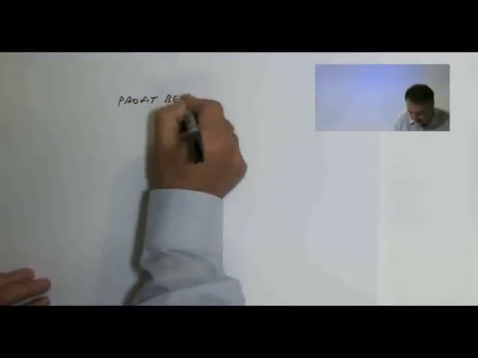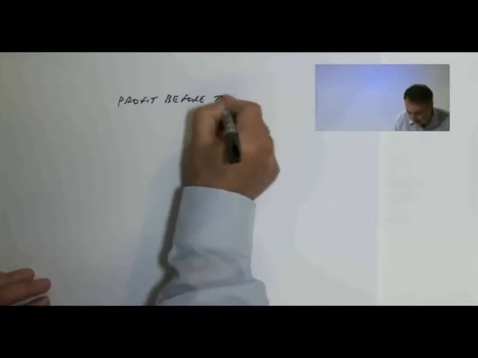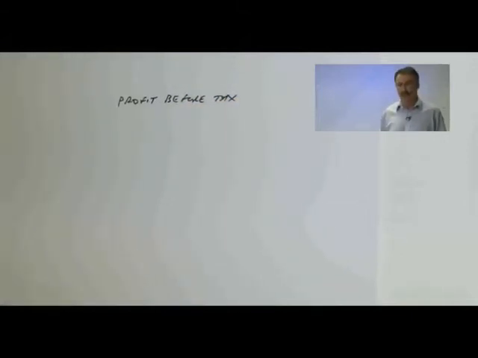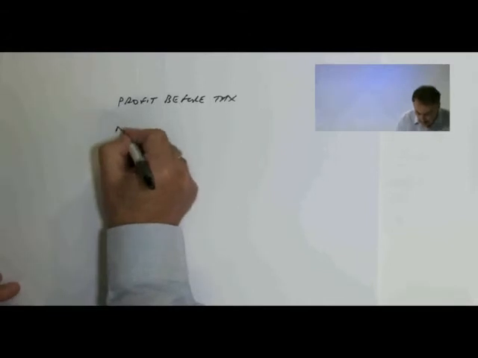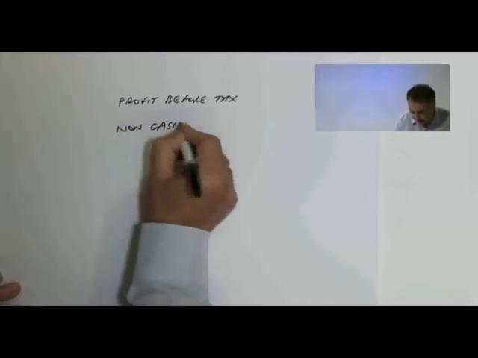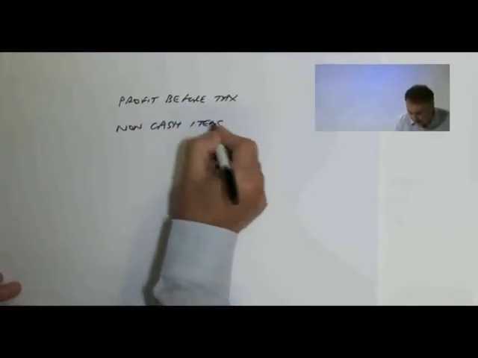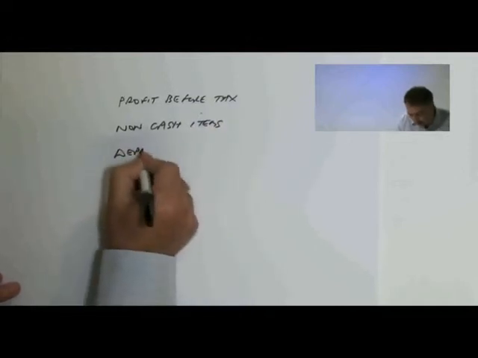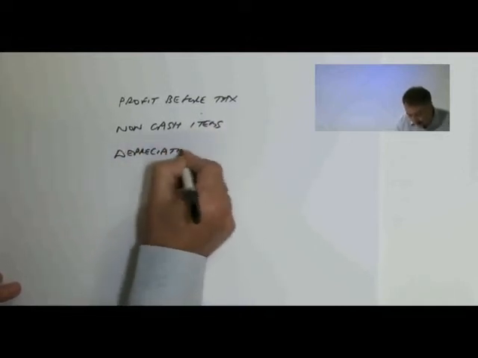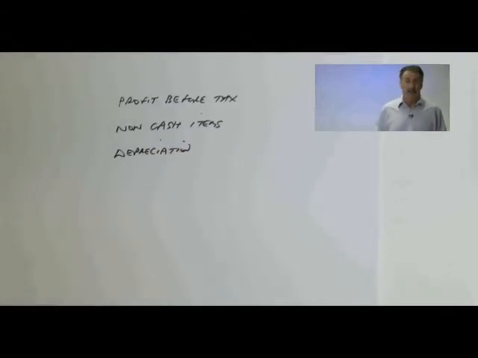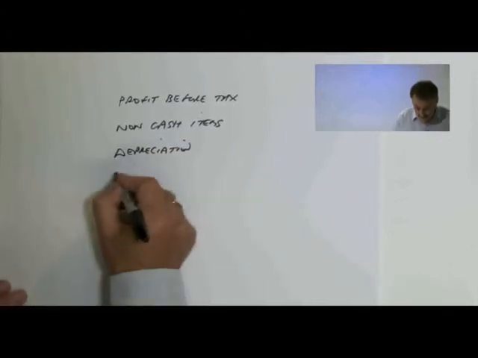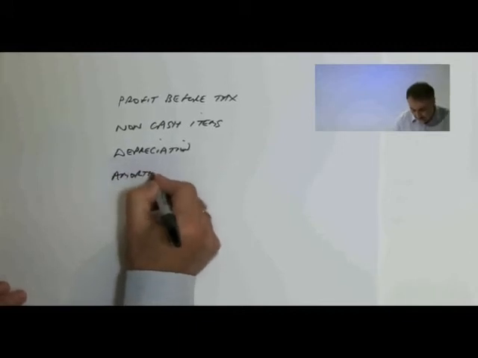In an exam, I would always write out a pro forma cash flow statement. For example, I would always start with my profit figure before tax. That's the first figure I would write out. Then I would show non-cash items. The major one you come across is depreciation of plant and machinery. Also you'll come across in questions amortization of intangibles.